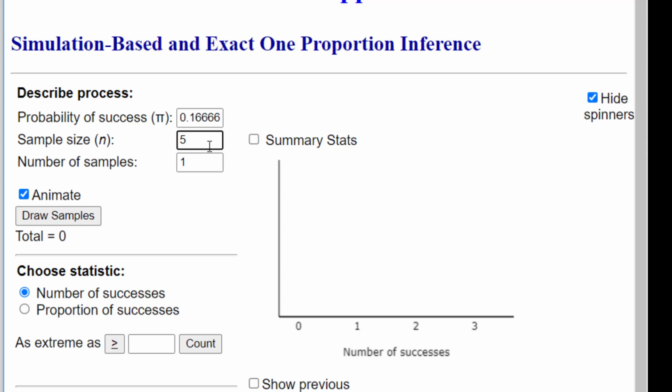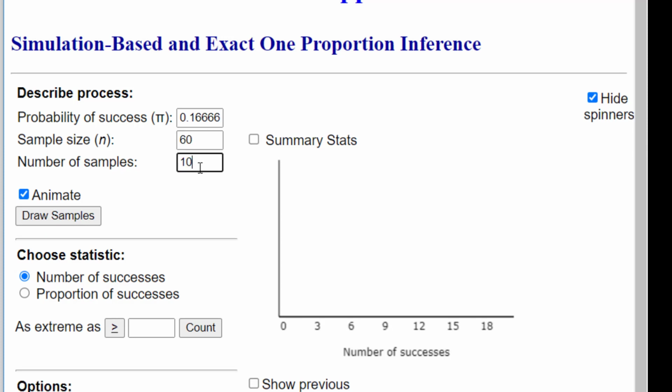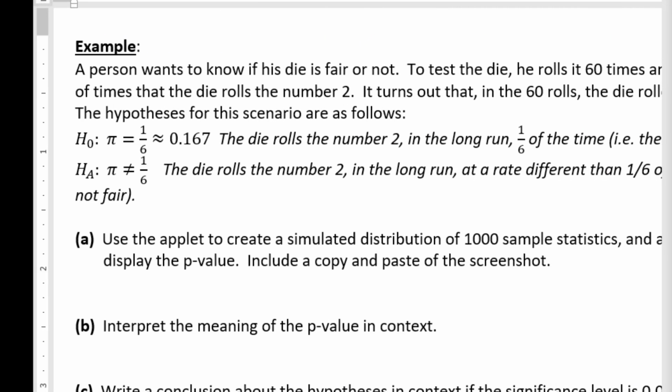It's asking for our sample size n. Our sample size is 60. He rolled the die 60 times. It wanted 1,000 sample statistics, 1,000 dots. We are always going to check summary stats here. And I'm going to go ahead and select proportion of successes. And lastly, we want a p-value. So to find a p-value, we need to count the simulated sample statistics that are like our sample statistic or more extreme. Notice that we have a two-tailed test.